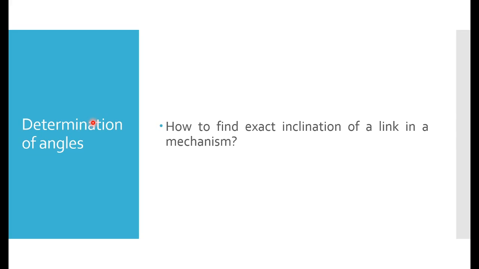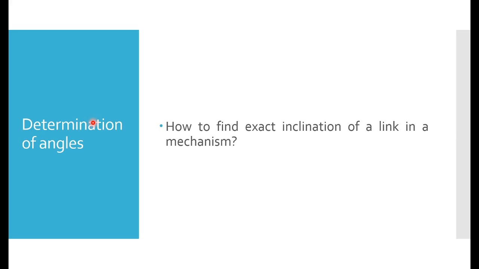Then what is the use of the complex algebra method? To get the accurate or exact value. That's why we are avoiding the graphical method. If you use a graphical method to measure or determine the required angles, the accuracy will be reduced, not as expected. So you should get the exact value, the exact inclination.